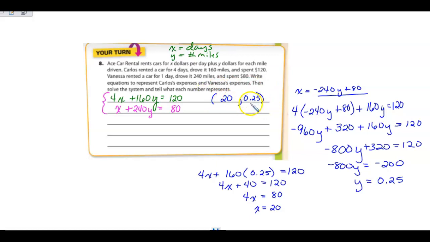And they want to know what each number represents. Well, my x, we said, was my number of days. So that's going to be my cost per day, which is $20. And the cost per mile, that's your y. And so cost per mile would cost them about 25 cents a mile.